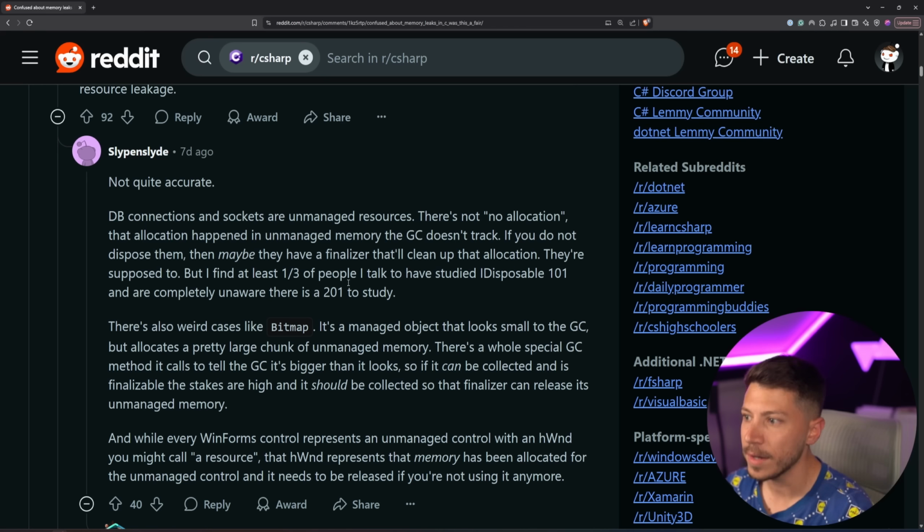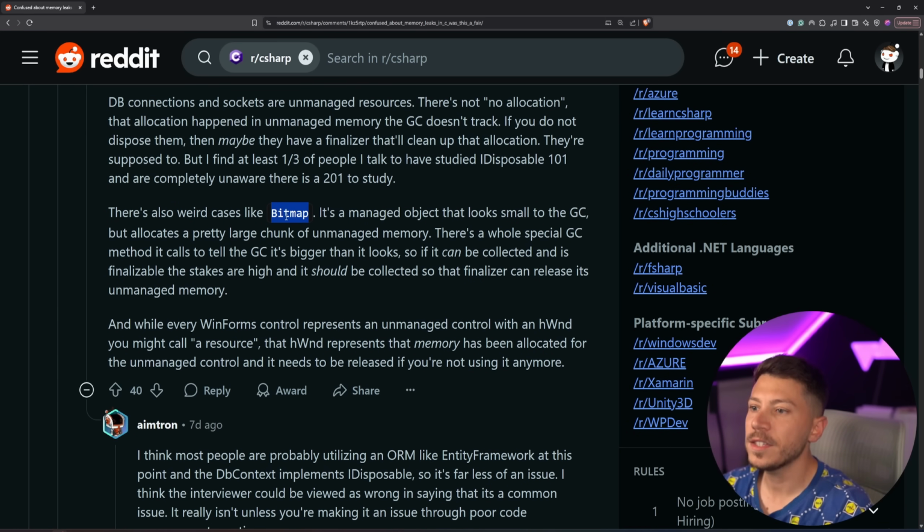It's very complicated. But I find at least one out of three people I talk to have started a disposable 101 and are completely unaware there's a 201 to study. There's also weird cases like bitmap. It's a managed object that looks small on the GC, but allocates a pretty huge chunk of unmanaged memory. There's a whole special GC method it calls to tell the GC it's bigger than it looks, which is interesting.